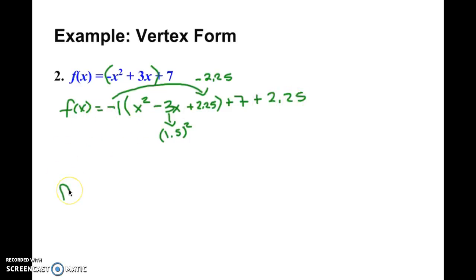Right, so now I'm ready to rewrite it. Put the negative on the outside. Square root of x squared is just x. Sign from the middle, right here, is minus. Square root of this 2.25, which I have sitting right here, which is 1.5. Square it. And then on the outside, I have plus 9.25. Right, so that's now my equation rewritten into vertex form.